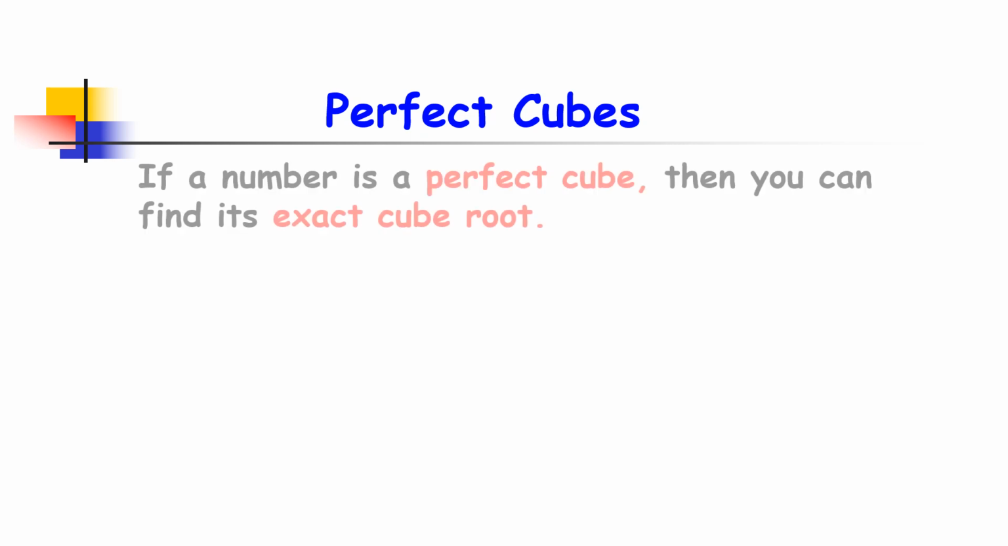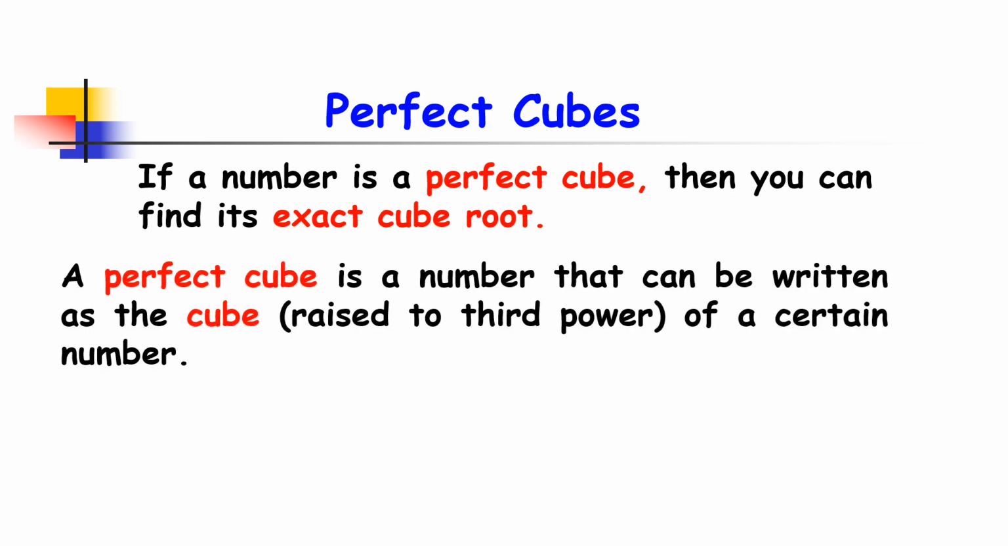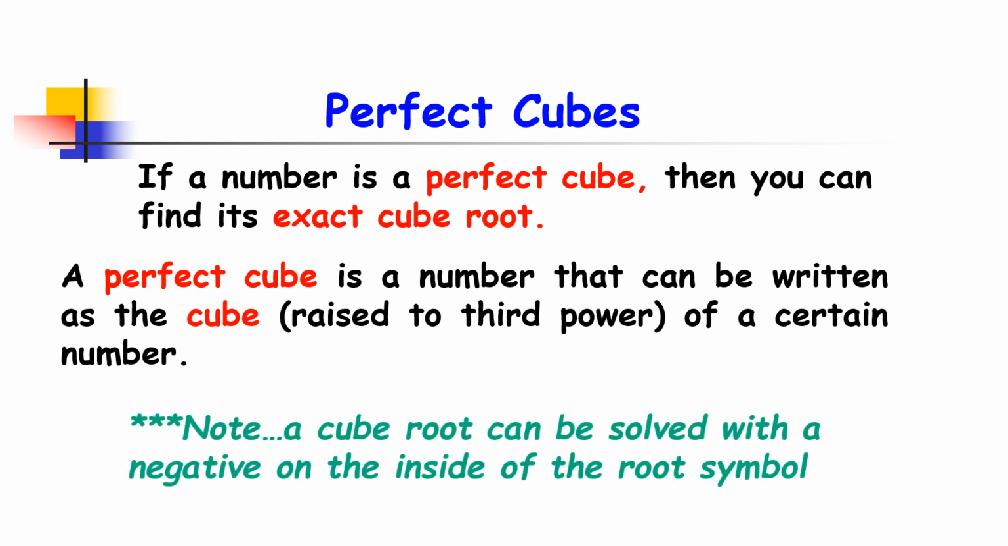So what are perfect cubes? If a number is a perfect cube, then you can find its exact cube root. A perfect cube is a number that can be written as a certain number raised to the third power. Take note, a cube root can be solved with a negative inside the root symbol, unlike perfect squares, which are automatically positive. But with perfect cubes, we can have negative numbers inside the root symbol, or a negative radicand.